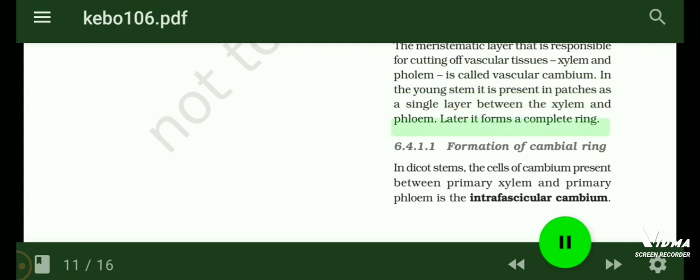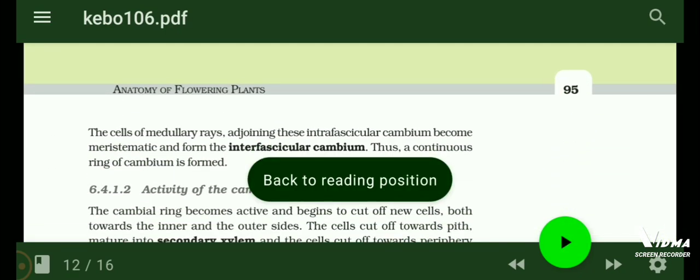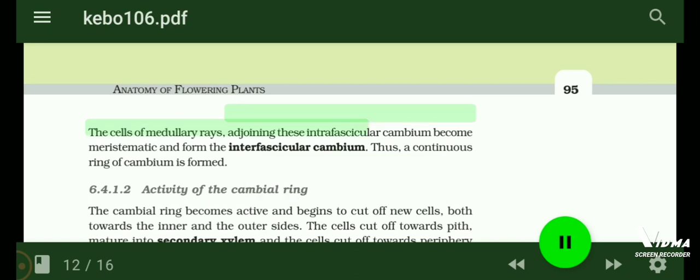6.4.1.1 Formation of cambial ring. In dicot stems, the cells of cambium present between primary xylem and primary phloem is the intrafascicular cambium. The cells of medullary rays, adjoining these intrafascicular cambium become meristematic and form the interfascicular cambium. Thus, a continuous ring of cambium is formed.